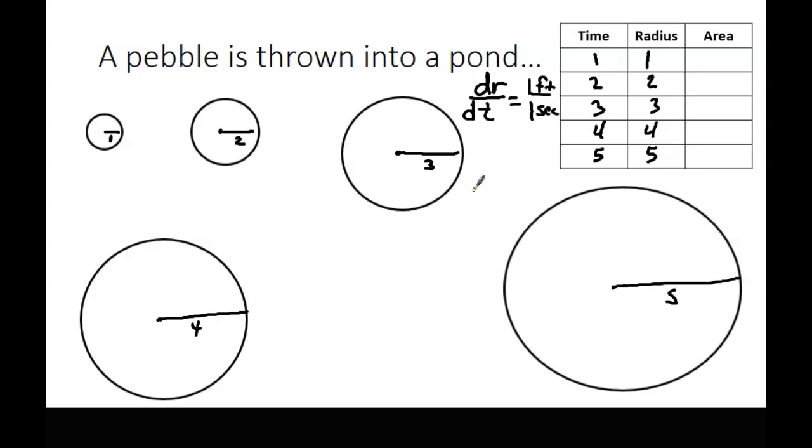Now, I've never asked you guys to find a rate that way, but I'm just asking based on what you understand about rates. Rates tell you basically how fast something's happening. And what's happening here is dr dt, how fast the radius is changing over time, is 1 foot per second. And you can tell that by just looking at the table, right? But let's go ahead and take a look at the area now. The area is pi r squared. That's how you find the area of a circle, right? So what would the area of the first little circle be?